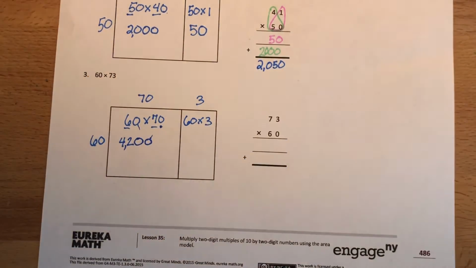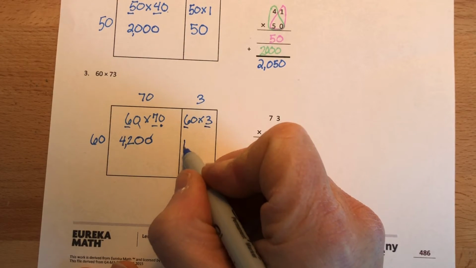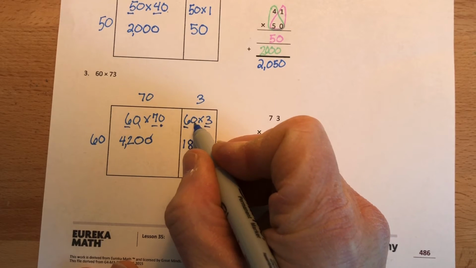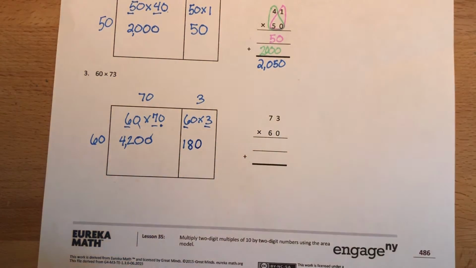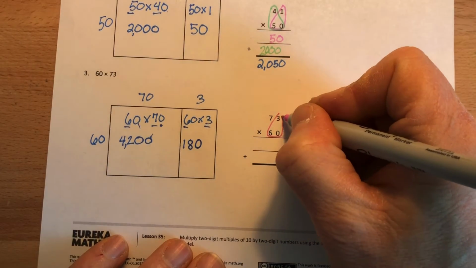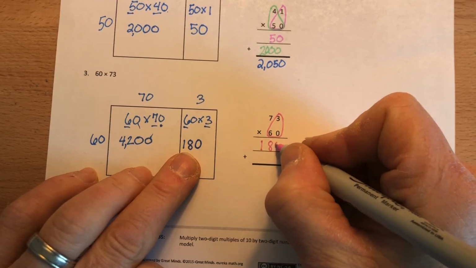And then 60 times 3. We know how to do this. We do 6 times 3, which is 18. But then this is not just 6, it's 6 tens. So I have to put that 10 there. It's 180. So what does the partial product look like? It looks like this. We say 3 times 60, which is right here, and that comes out to be 180.